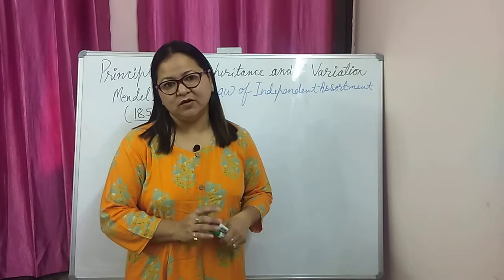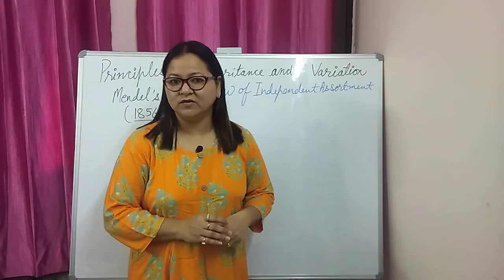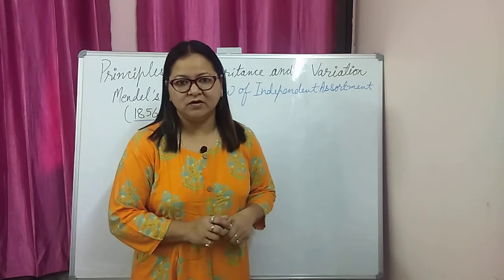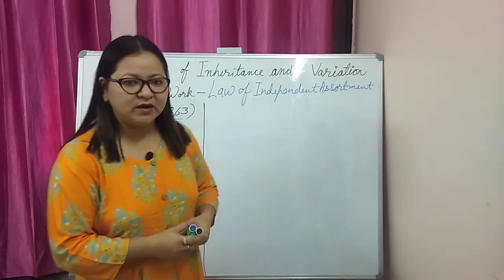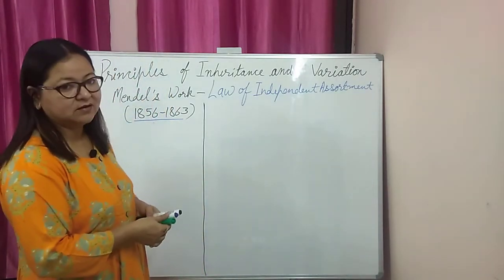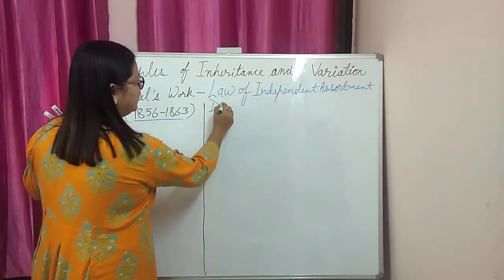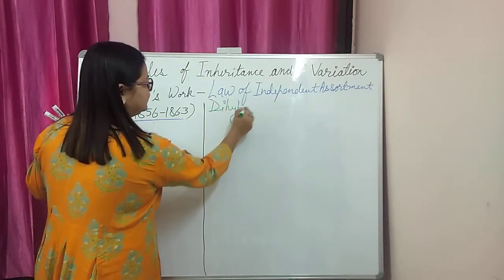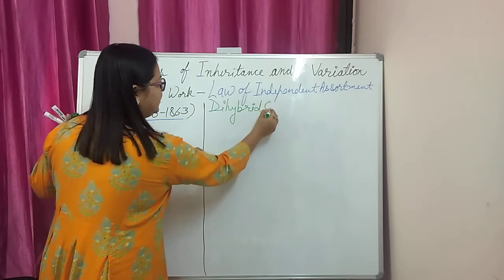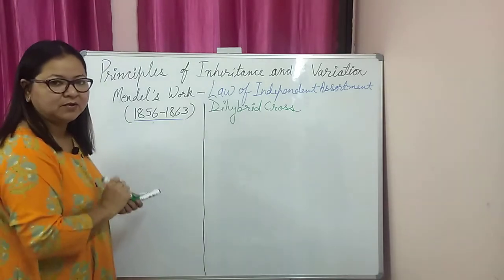Mendel worked on the pea plant and he observed the inheritance of two genes at a time. Let's chalk out what he did. So Mendel studied the inheritance of two characters at a time, and that study is called a dihybrid cross. So I am going to explain a dihybrid cross.